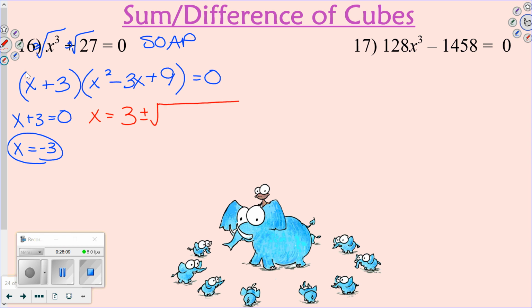So b squared, so negative 3 squared minus 4 times 1 times 9 all over 2 times 1. All right, we have to use the quadratic formula because it will not factor further. Try as you might, it will not. And then I can't use the square root method because I have a b term. So our other option then is quadratic formula. So x equals 3 plus or minus the square root. What do we get underneath there? It's negative 27.